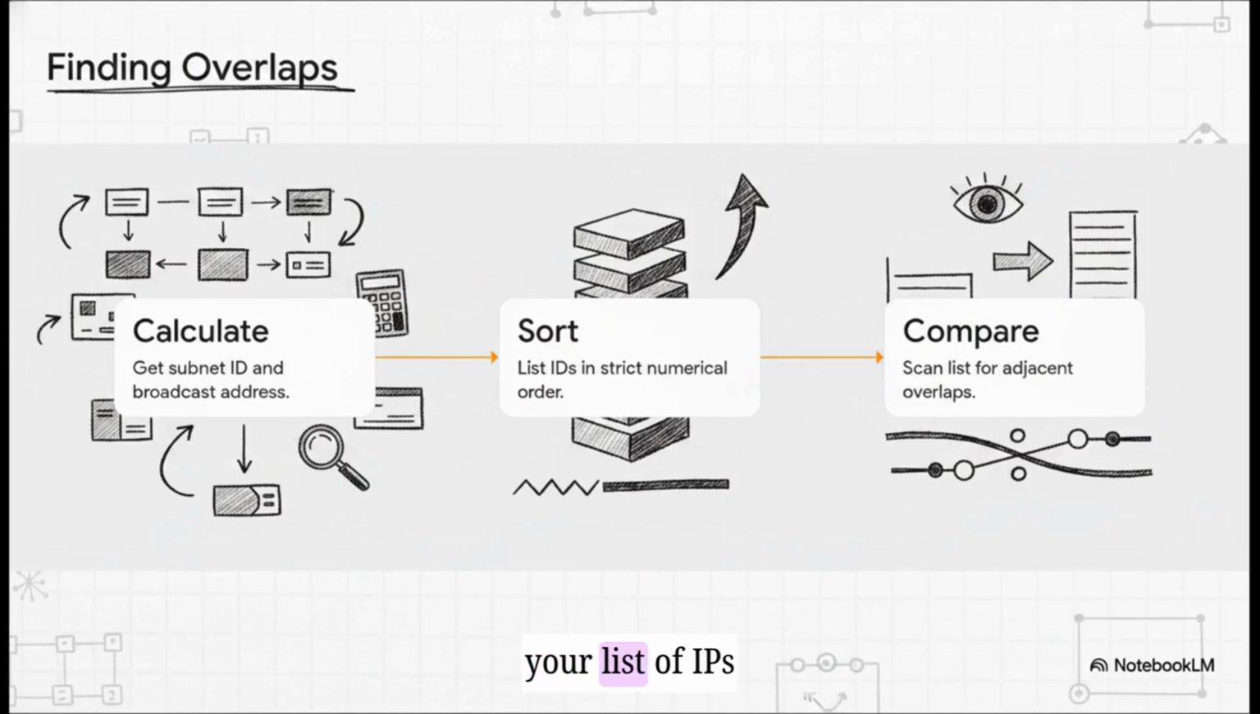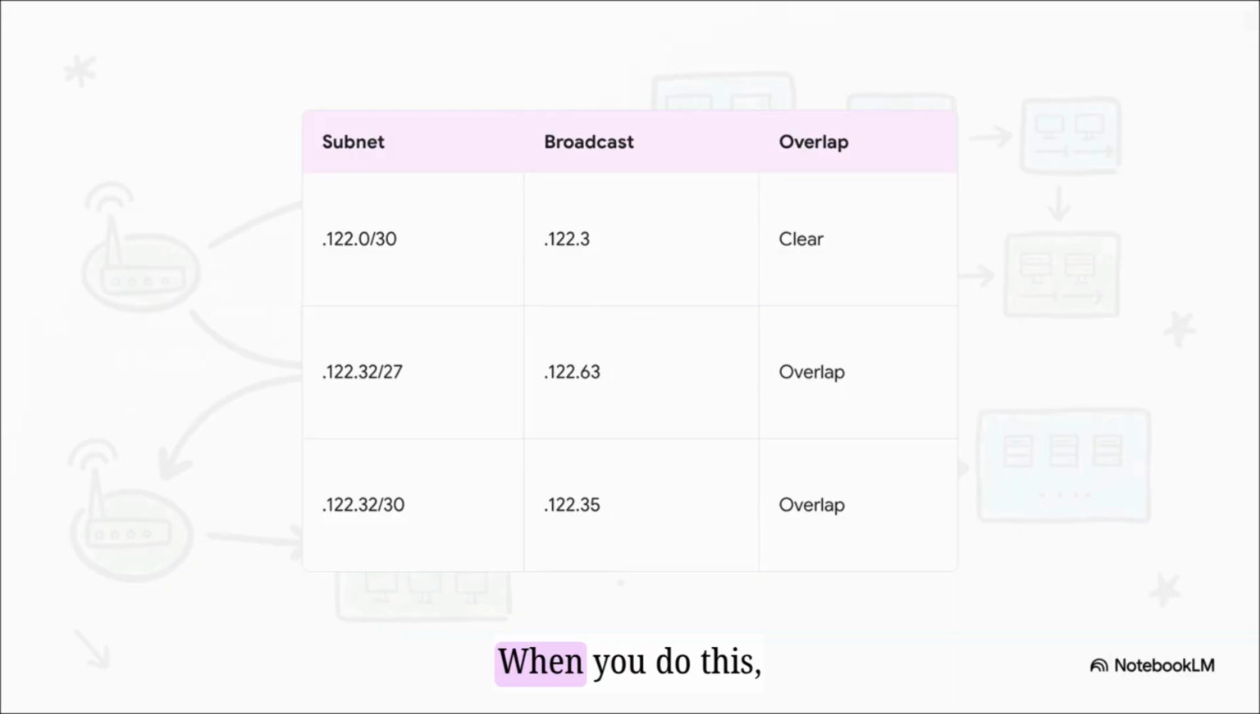Step 1. Take your list of IPs and calculate the exact subnet ID and the broadcast address for every single one of them. This gives you the full real estate of those addresses. Step 2. Reorganize that list so the subnet IDs are in strict numerical order, from lowest to highest. And Step 3. Simply scan down the list, comparing one range to the one directly below it. When you do this, the math reveals the truth perfectly.